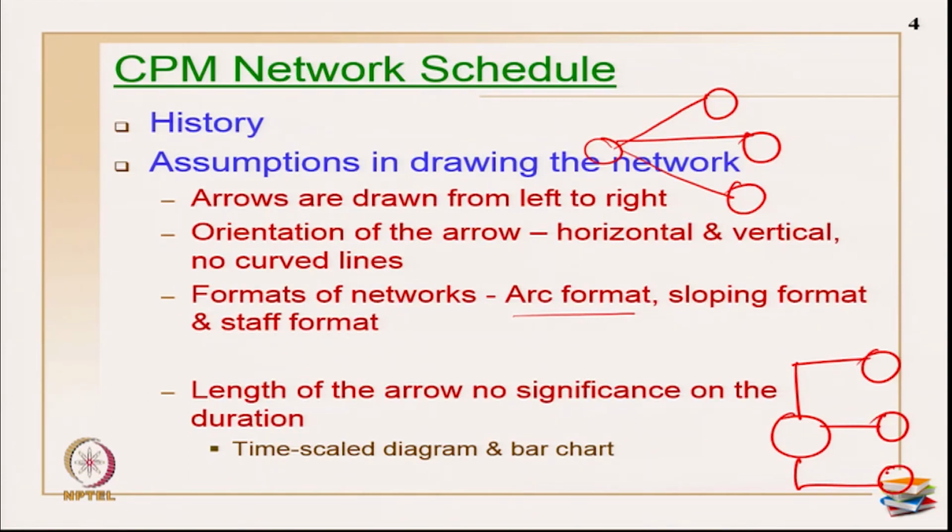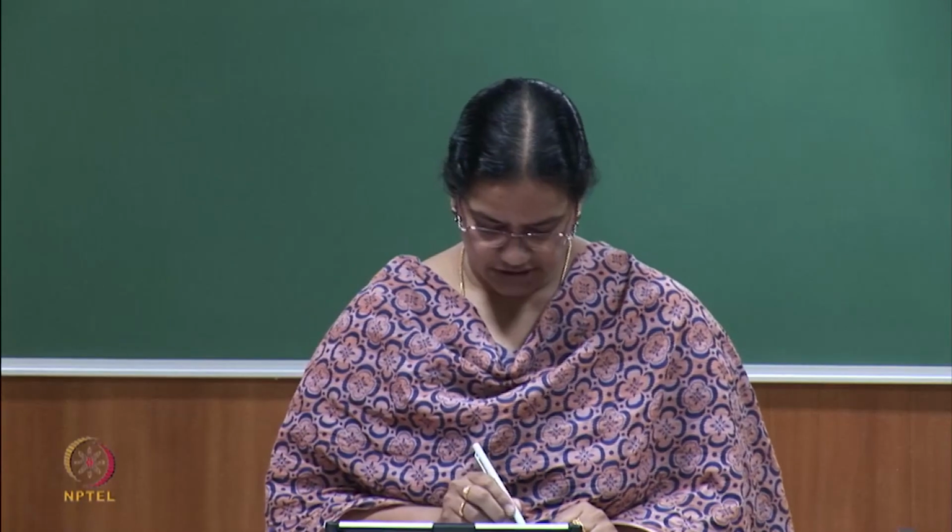The length of the arrow generally has no significance on duration, apart from methods like the time scale diagram, bar charts and so on, but they are not called CPM network schedules. Generally, in any network schedule, the length of the arrow is insignificant of the duration.